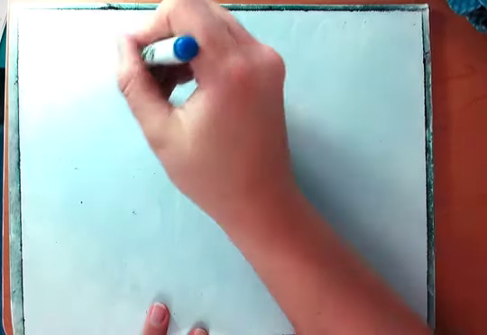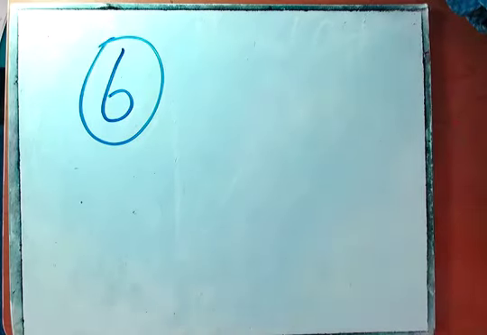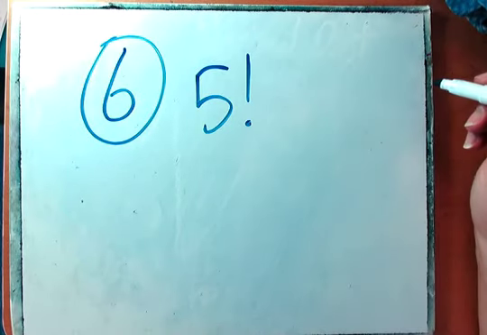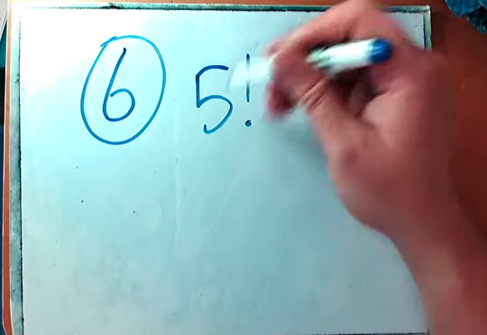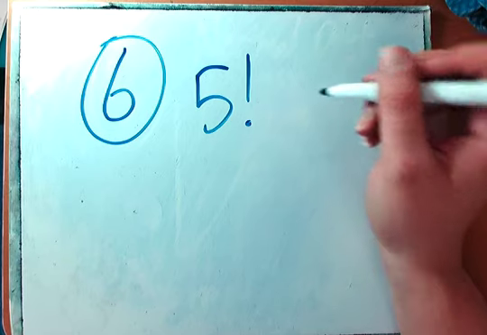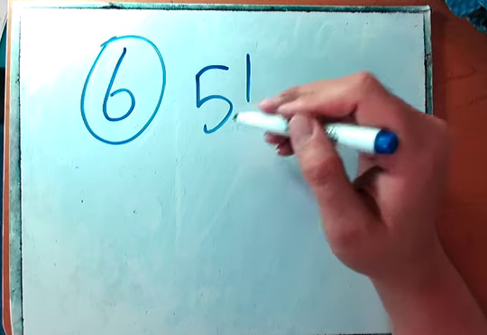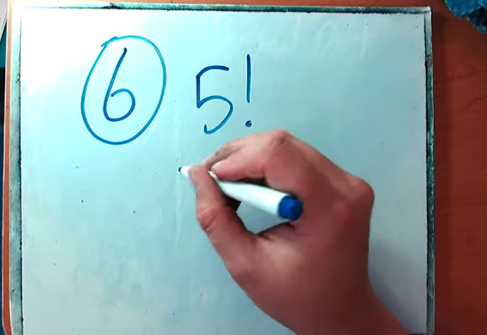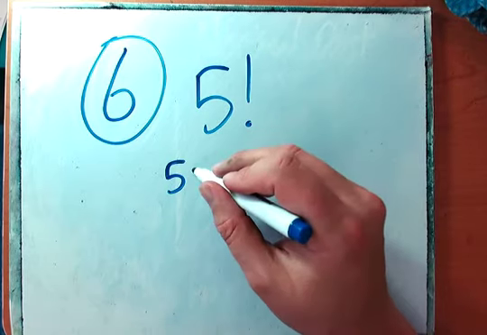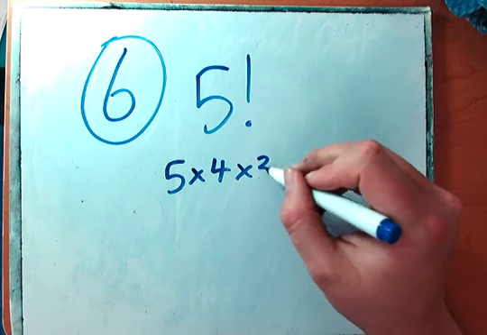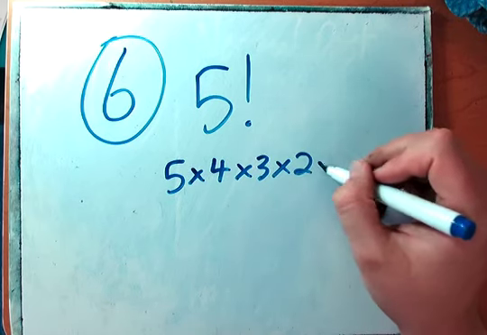Question 6. Most of you are going to say, what the heck is 5 exclamation mark? And it is not an excited 5. This exclamation mark is a very particular mathematical concept. When you say a number and exclamation mark, you want to take that number and then take every number smaller than it and multiply them all together.